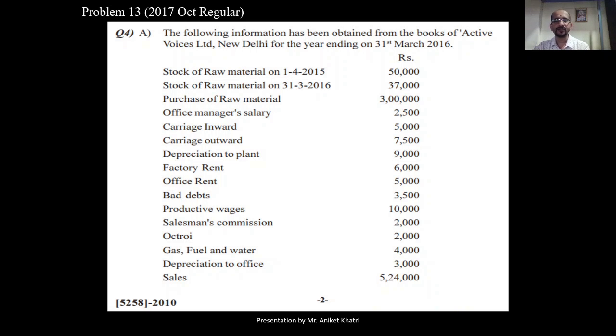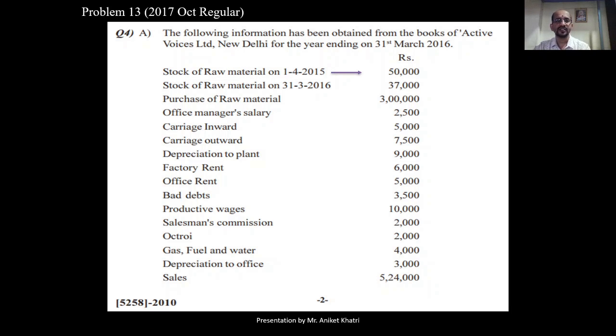So first we need to see in whose books of accounts we are going to write. So that is in the books of Active Voices Limited, New Delhi, and the period is for the year ending on 31st March 2016. Okay, so as per our regular way, we will classify these items as per our cost sheet format. So let us start.